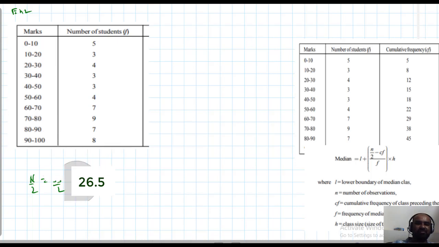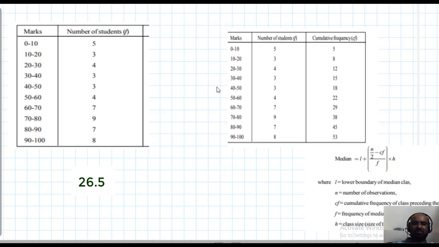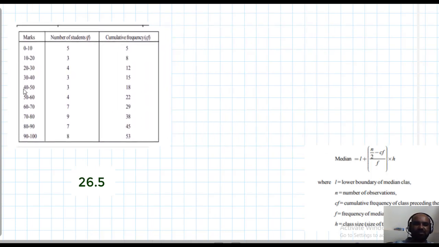But logically I want to prepare the table, which is already there here. I will show you. Students, listen. This is the table I arranged. Assume that this is the question.